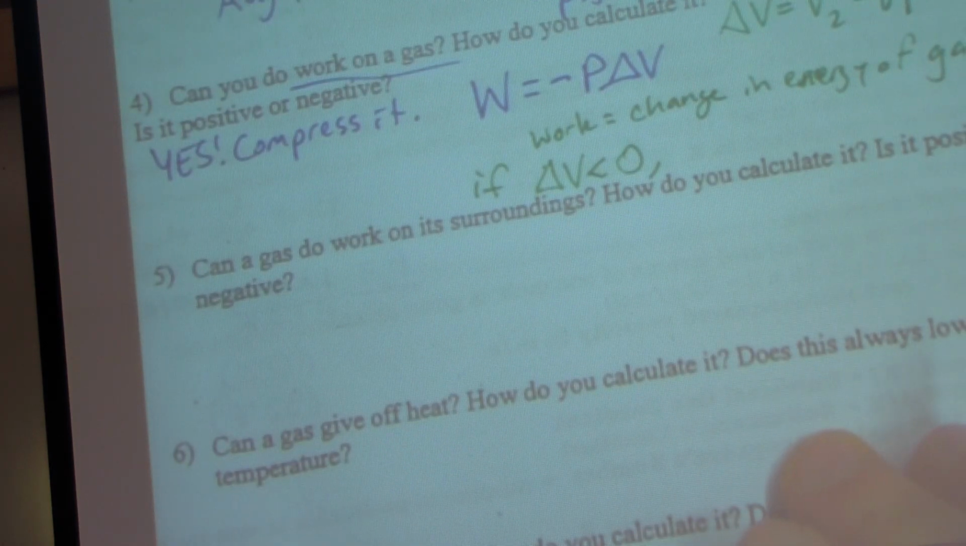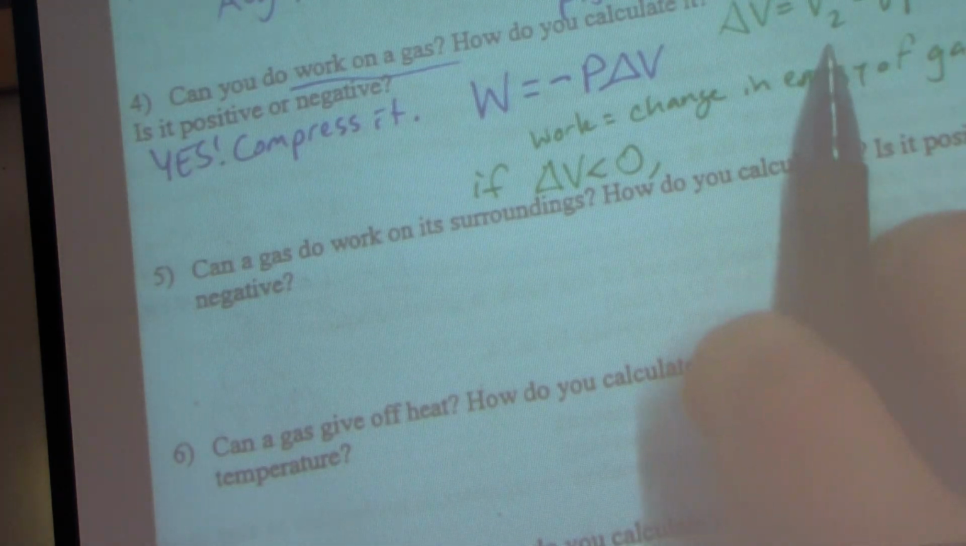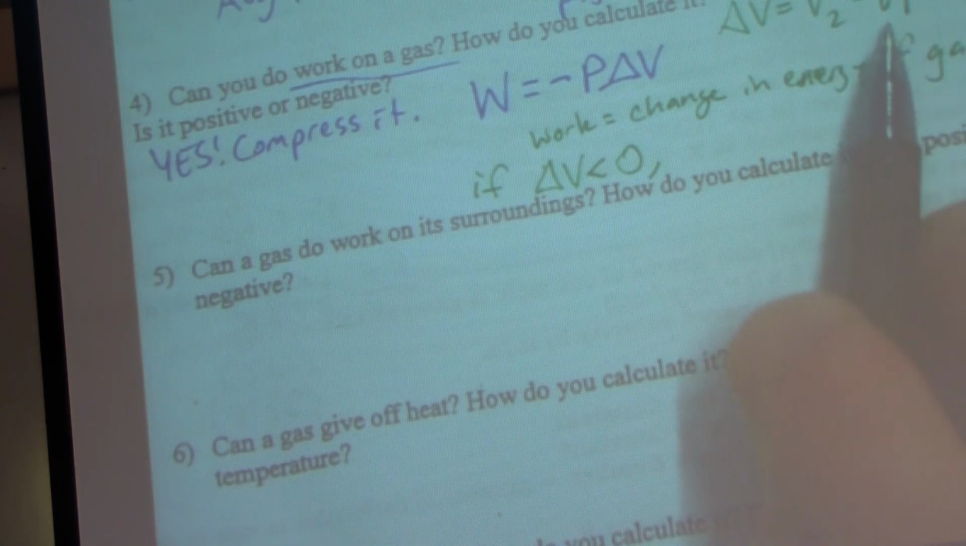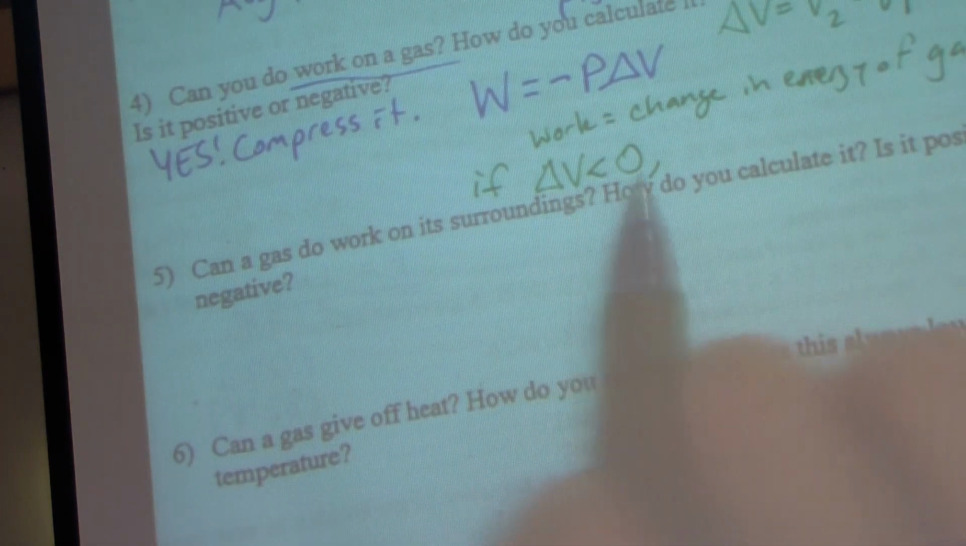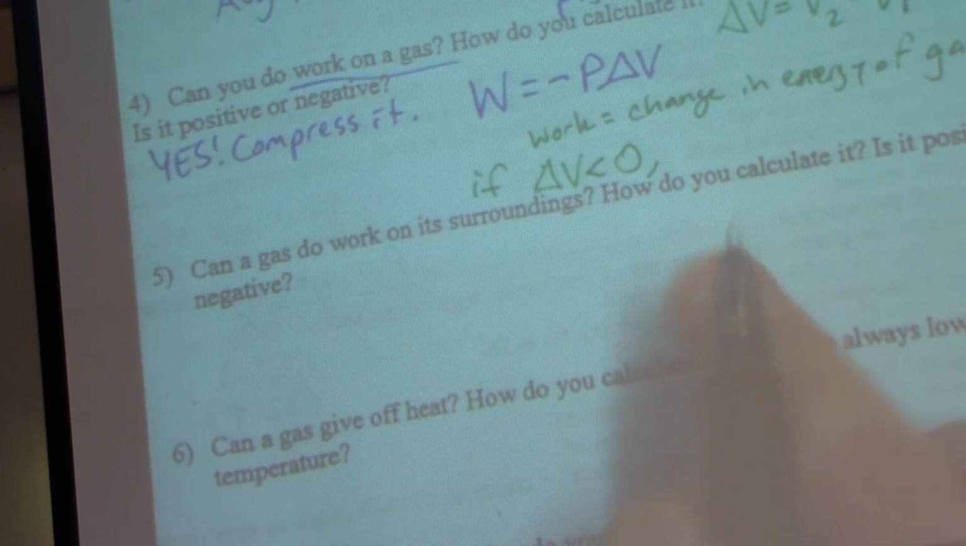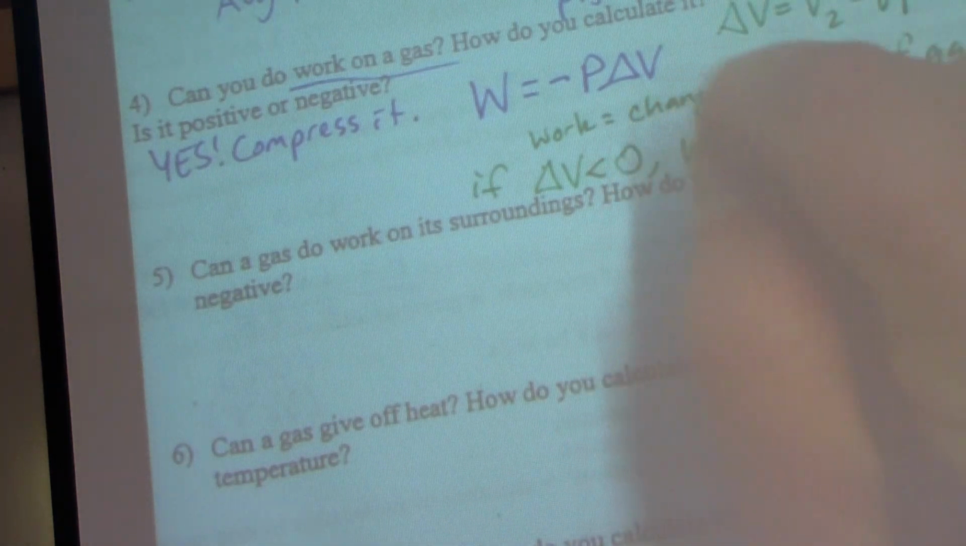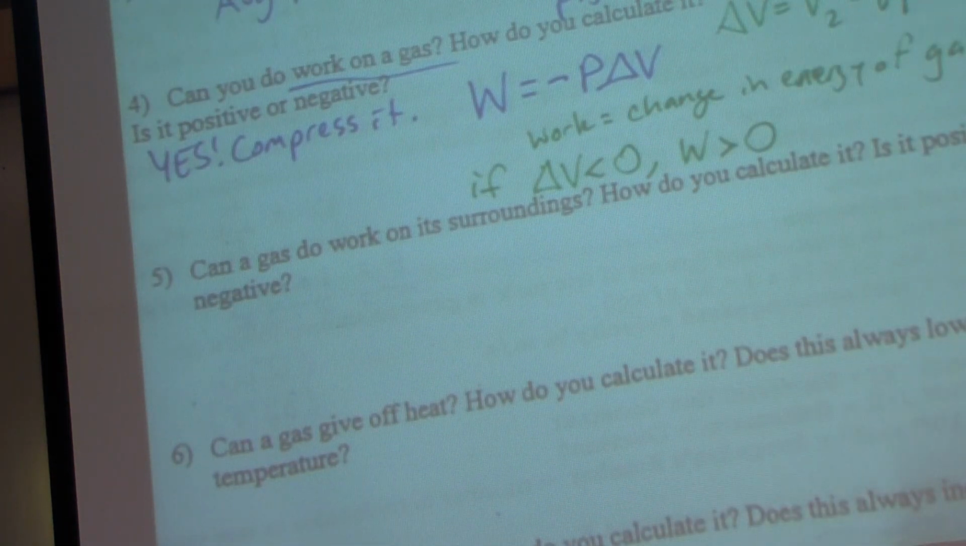Change of volume is negative. What are you doing to the gas? If the change in volume is negative, you are squeezing the gas, right? If the change in volume is negative, it means the final volume is smaller than the initial volume. You are squeezing a gas. Think about that until it makes sense in your brain. It means you are doing positive work on the gas.